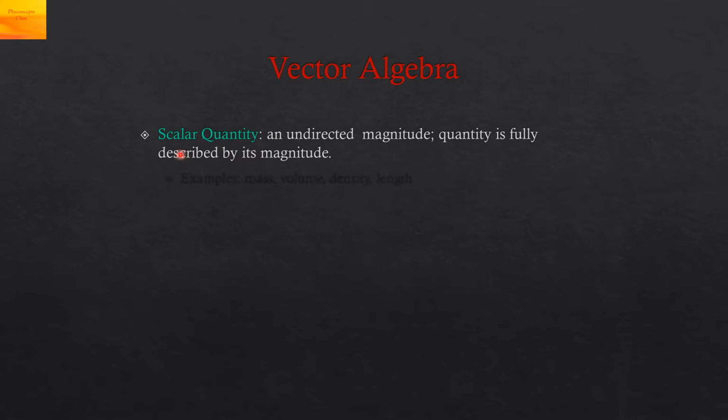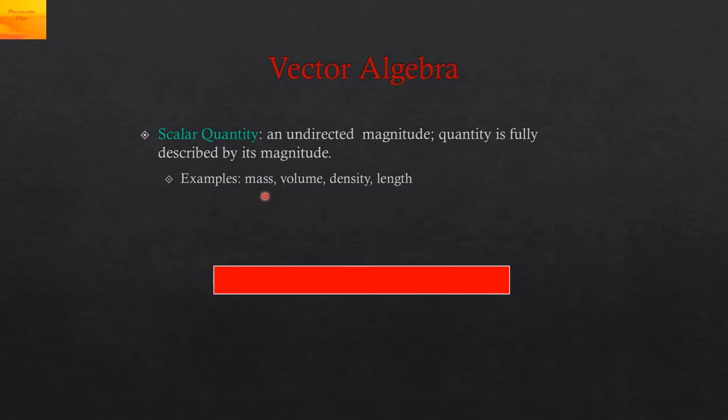First, we'll see about scalar quantity. Scalar quantity is an undirected magnitude. The quantity is fully described by its magnitude. The diagram shows only the magnitude. Examples: mass, volume, density, length.